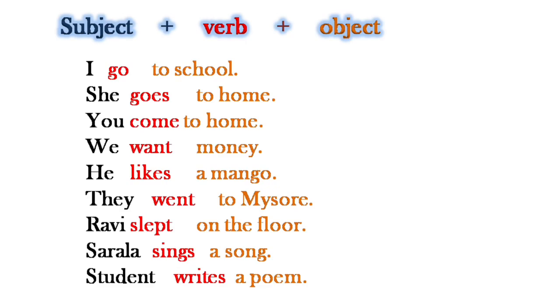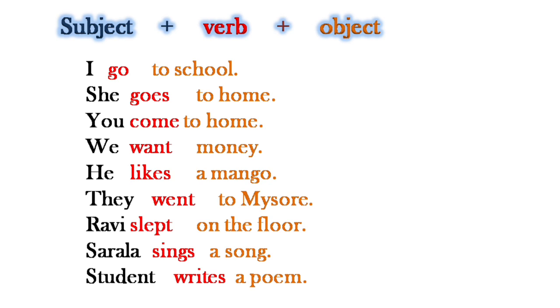That is subject, verb plus object. Here is the example sentences. I go to school. She goes to home. You come to home. We want money. He likes a mango. They went to Mysore. Ravi slept on the floor. Sarala sings a song. Student writes a poem.